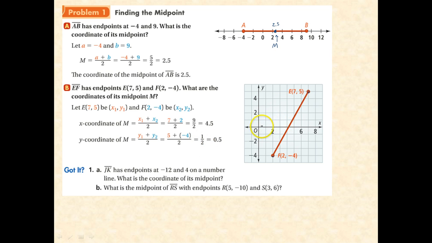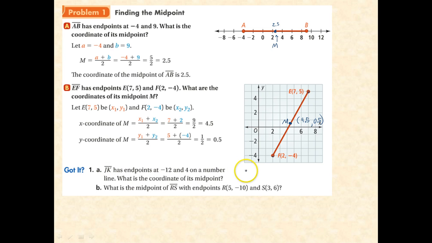So over 1, 2, 3, 4.5, and then up 1/2. The midpoint there has coordinates (4.5, 0.5). Bada boom. Okily dokily. Pause and see if you can do these two.